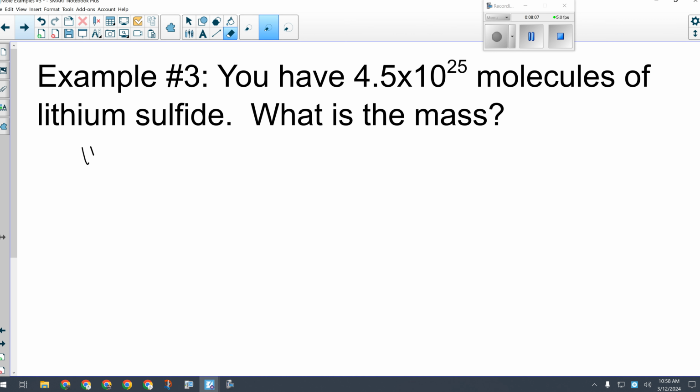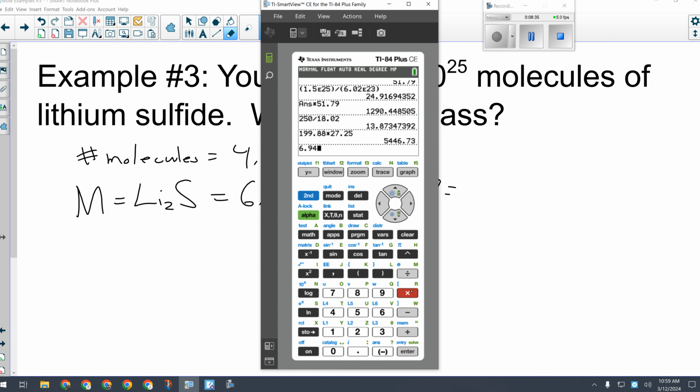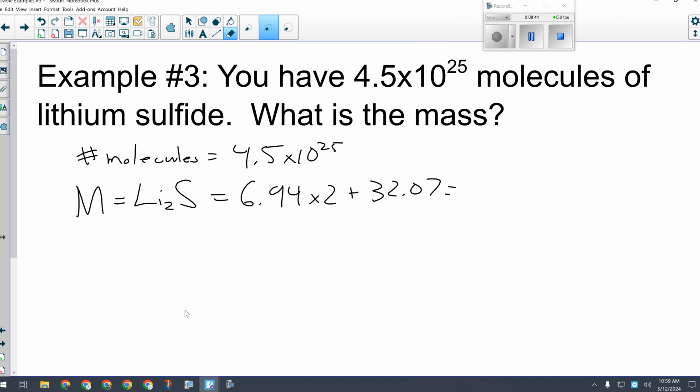So I've got the number of molecules, 4.5 times 10 to the 25, and they are lithium sulfide molecules. So Li with S is going to be Li2S. So that'll be 6.94 times 2 plus 32.07. All right, so we're looking at 45.95 grams per mole for that one.